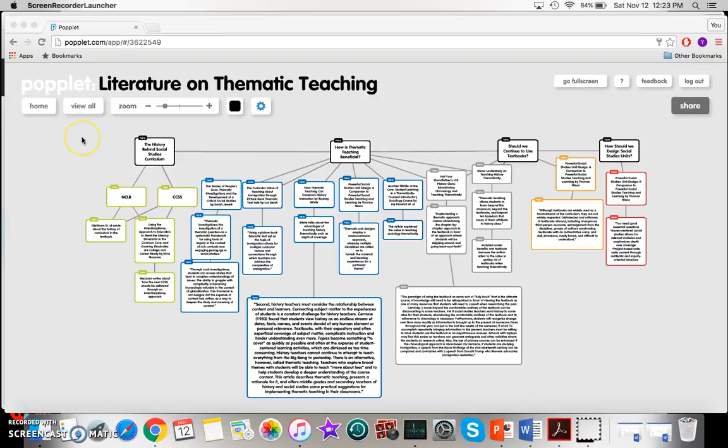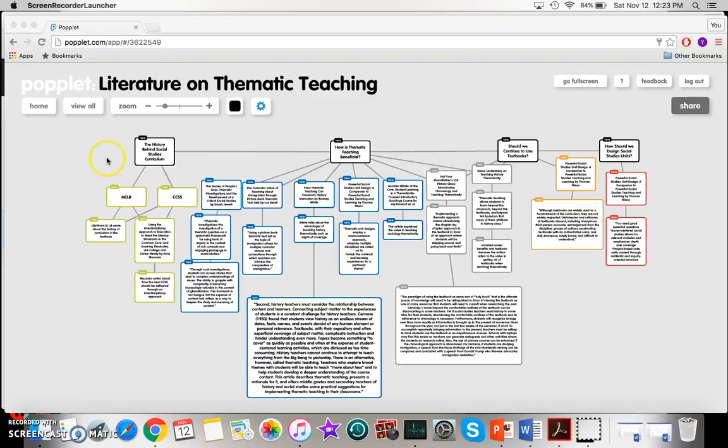Hi everyone, I created a Popplet to cover the literature that I researched on thematic teaching. And so I'm going to walk you through this Popplet and tell you how I created it. So the four black Popplets at the top are the overarching themes that will be discussed in my literature review.